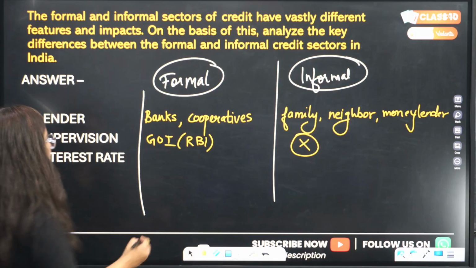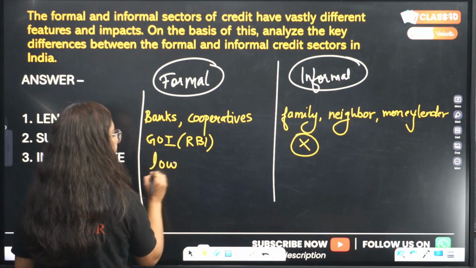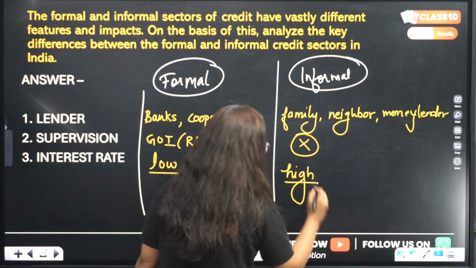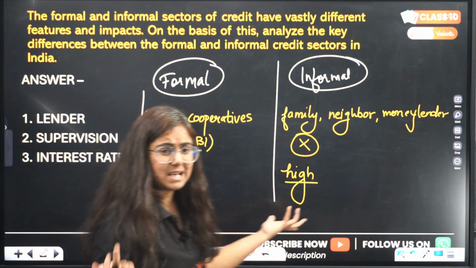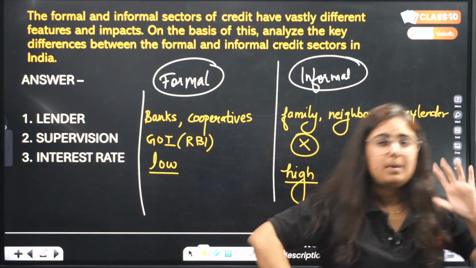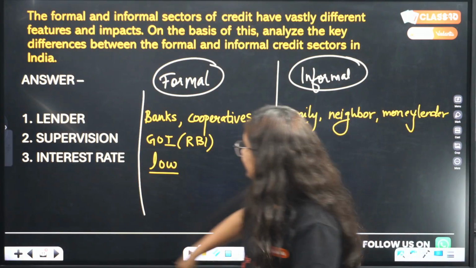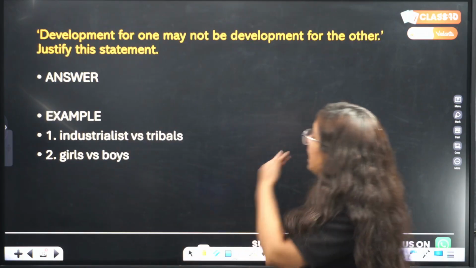Interest rate: in the formal sector, the interest rate is low. However, in the informal sector, the person charges according to the conditions, according to his mentality and many more such things. Like, brother, I got the chance, so loot them. Okay, so this is the next question.